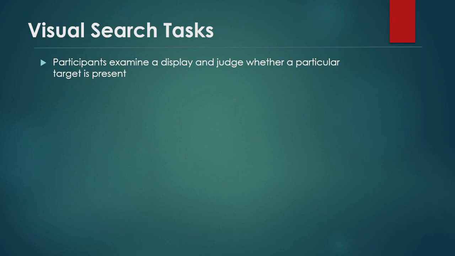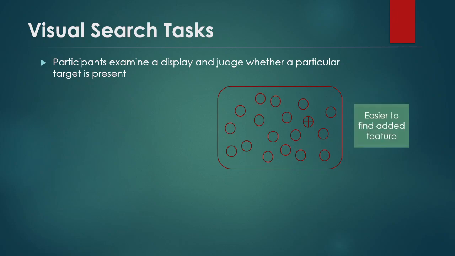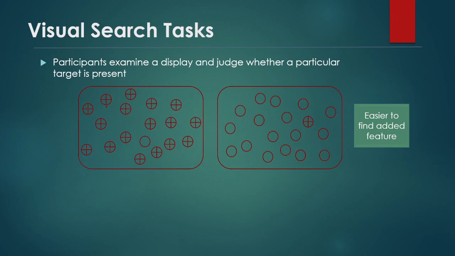All right, so visual search tasks. In these kinds of tasks, participants examine a display and then they judge whether a particular target is present or not. So they might be shown something like this, and they're asked to find the circle that has a plus sign in it. Or they might be shown this, and they might be asked to find the one that doesn't have a plus sign in it.